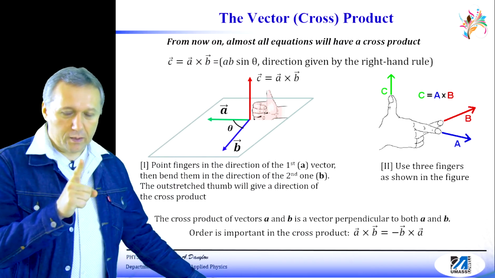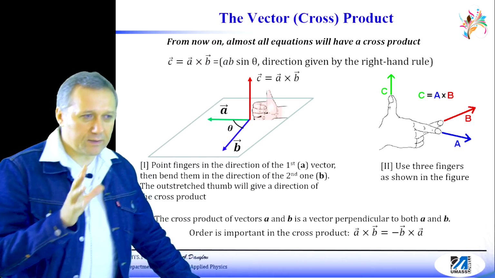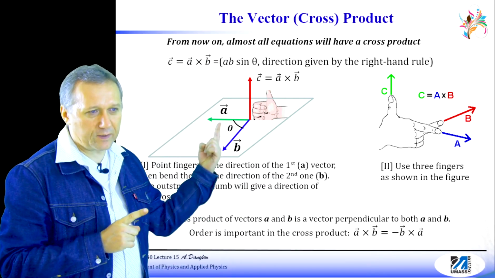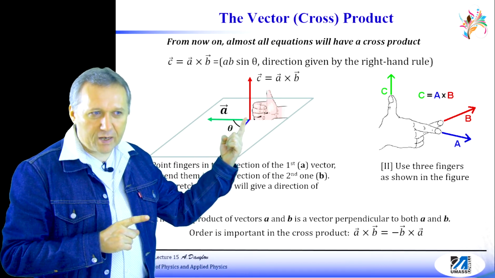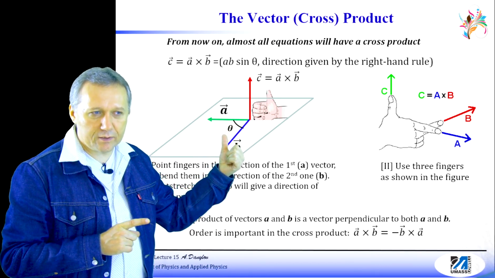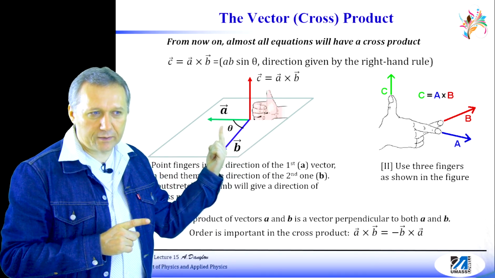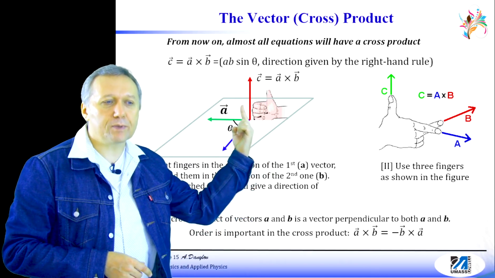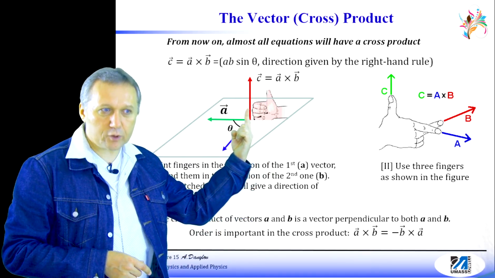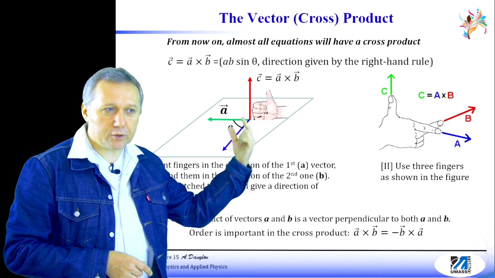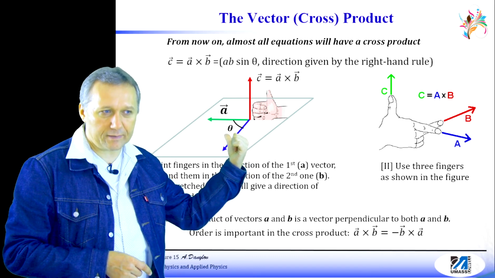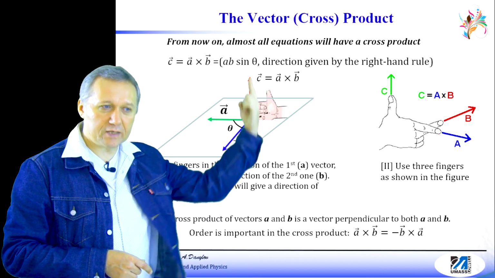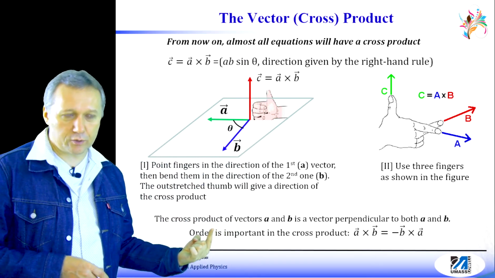First of all, before you even start applying this right-hand rule, you need to remember that the cross product, vector C, must always be perpendicular to both of the vectors in the cross product. We have vectors A and B, we multiply them, and vector C must be perpendicular to both of them. So it must be perpendicular to the plane where these two vectors lie. I drew the plane, so this vector C must be perpendicular. Every time it must lie on the line perpendicular to this plane.